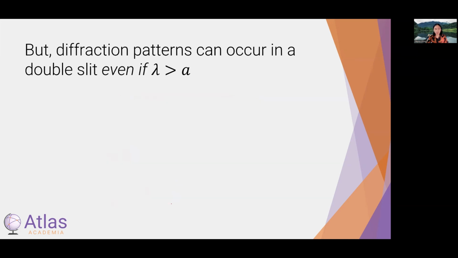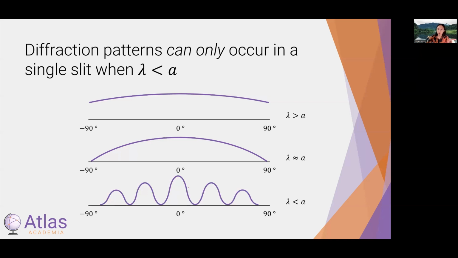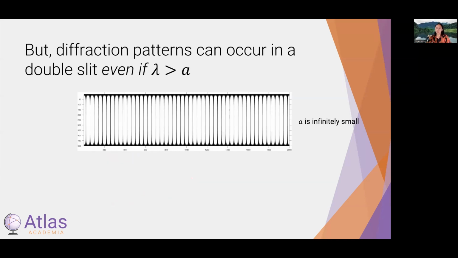What about in a double slit? Well, it turns out in a double slit, you can still get a diffraction pattern regardless of the relative size of the wavelength and the slit size. Now, of course, this isn't true for all wavelengths, you still need to fit all of the other conditions, but this condition here no longer holds true for a double slit to get a diffraction pattern.